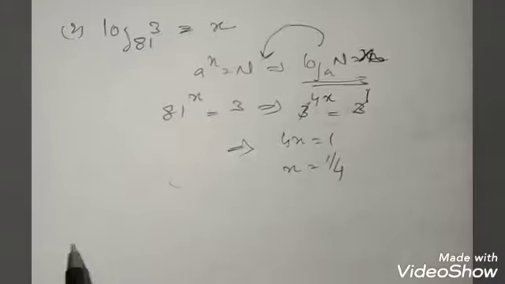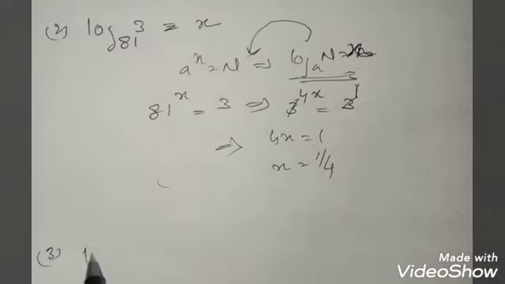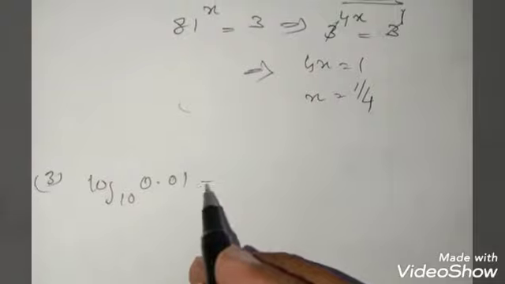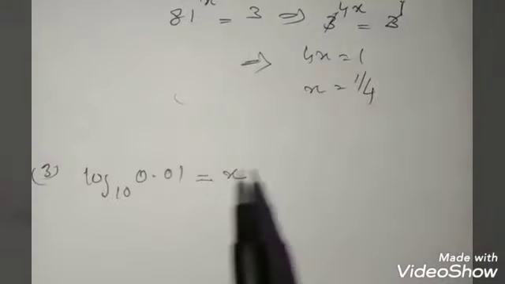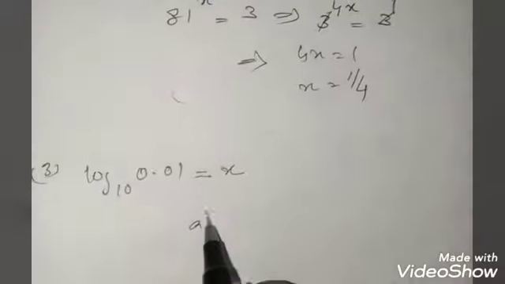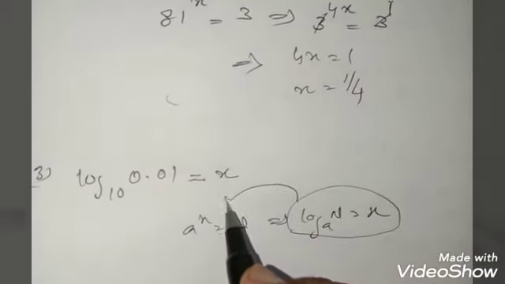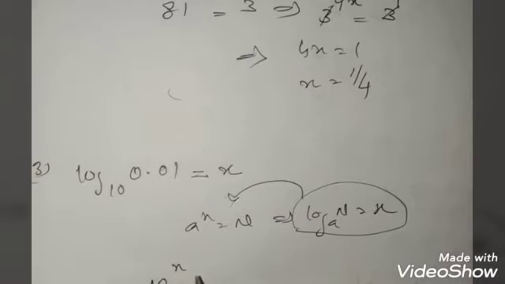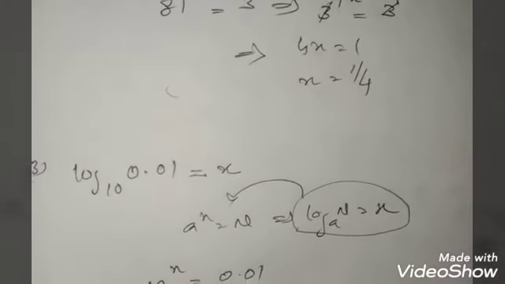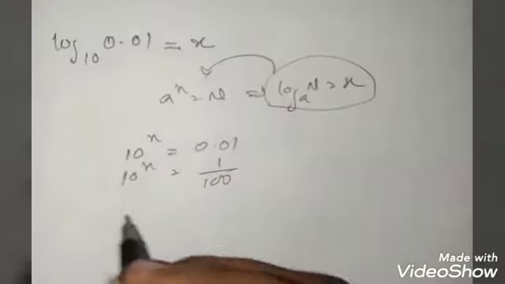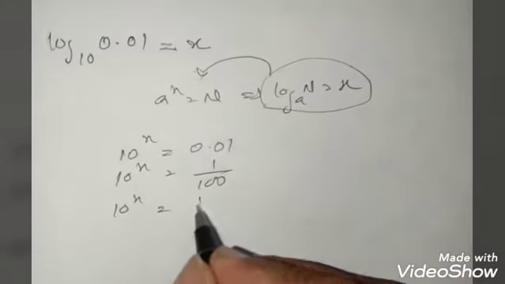Now if I go for another problem, that is log base 10 of 0.01, so in decimal points. Now if I solve in decimals, we can assume this as x, right? Now after assuming this as x, as per your formula a to the power of x is equal to n, we can write log base a of n is equal to x. Now you have this value, convert this in terms of exponents. I can write 10 to the power of x is equal to 0.01. Now 0.01 I can write as 1 by 100. That is 10 to the power of x is equal to 1 by 10 squared.